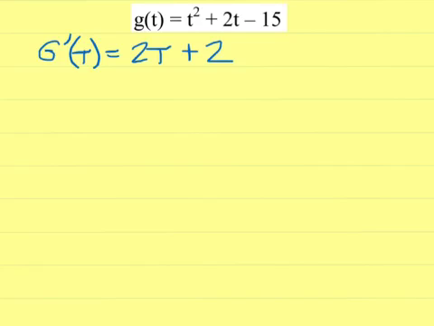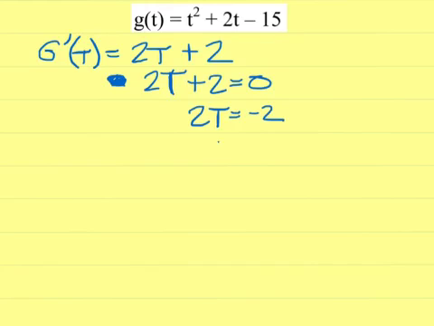What do I do after I find the first derivative? Set it equal to 0. So actually that's not an equal sign, but we'll just leave it there. 2t plus 2 equals 0, and that's going to be 2t equals negative 2, and then divide negative 2 by 2 to get negative 1. So we're going to have one critical point in this one.